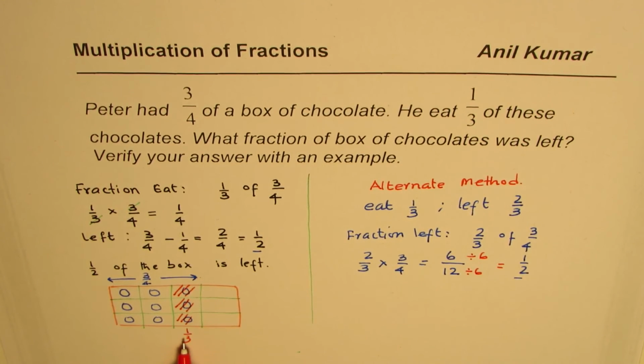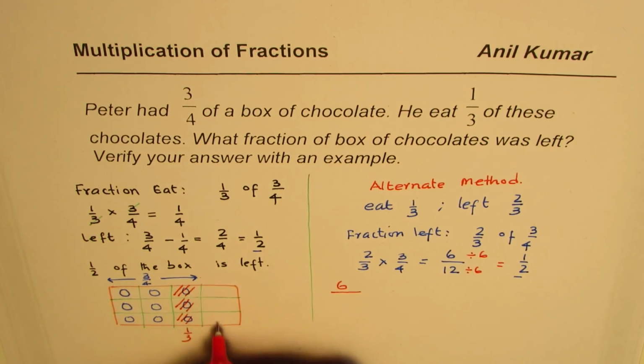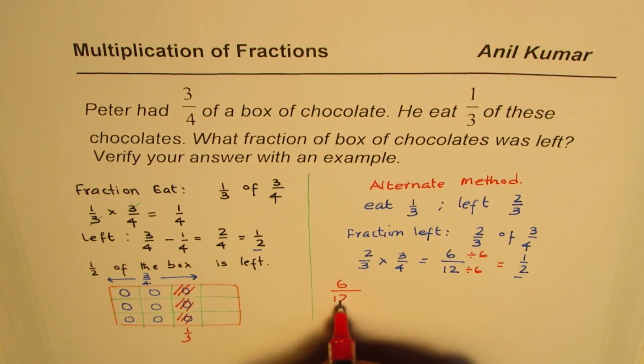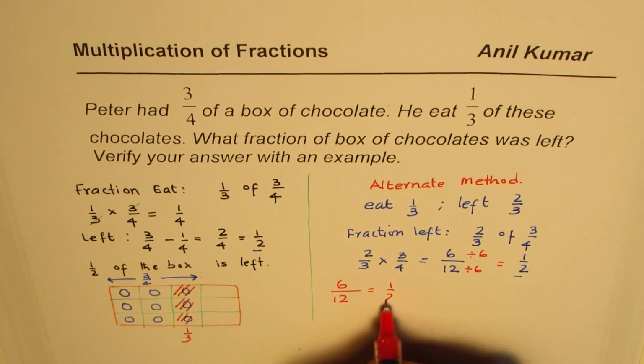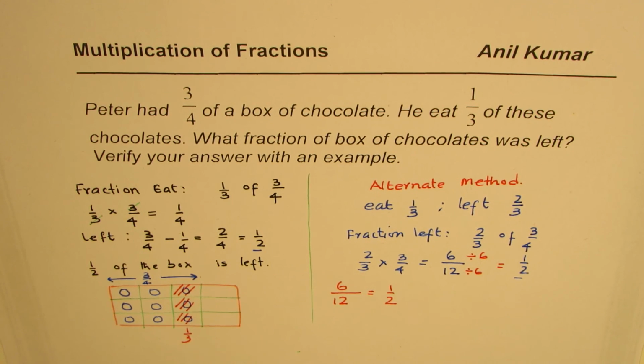So how much is he left with? 6 of them, right? But this is 6 out of, originally there were 12. Do you see that? 6 out of 12, which is half. Did you get an idea, right? So we could verify with an example as shown here. I hope this example really helps you to understand the concept of multiplication of fractions and also addition and subtraction.